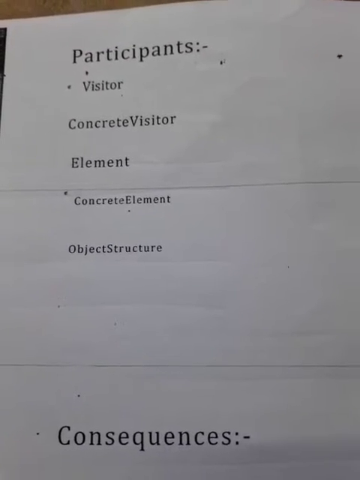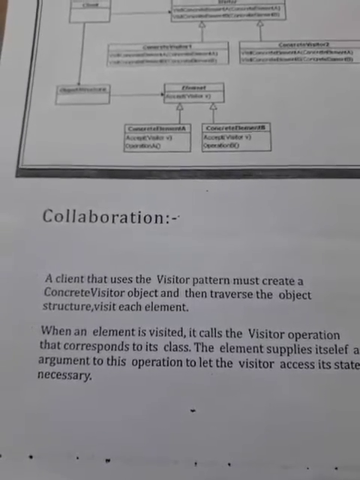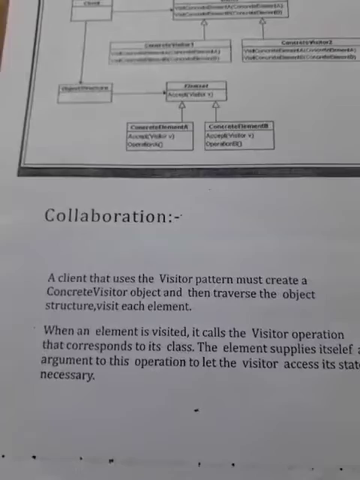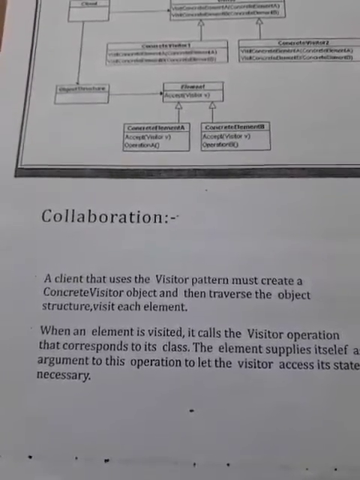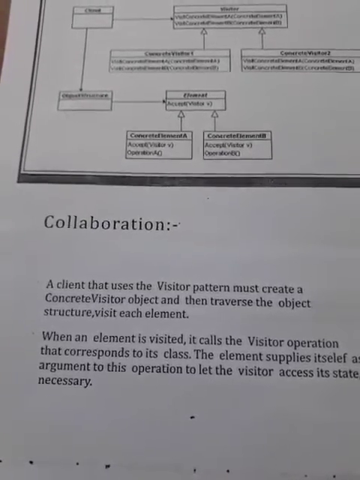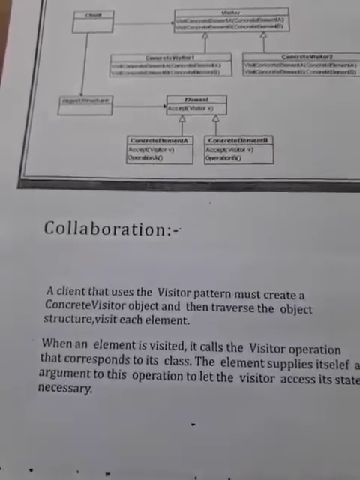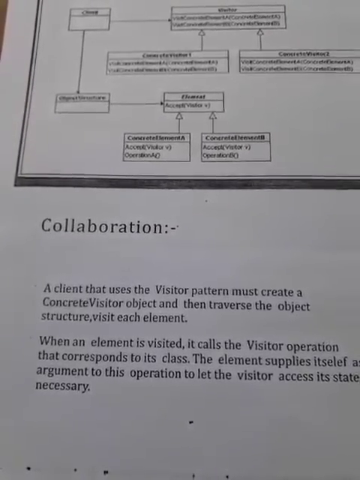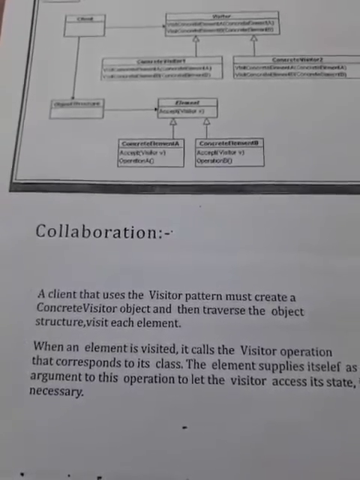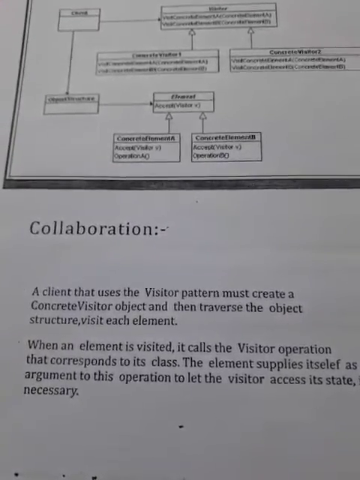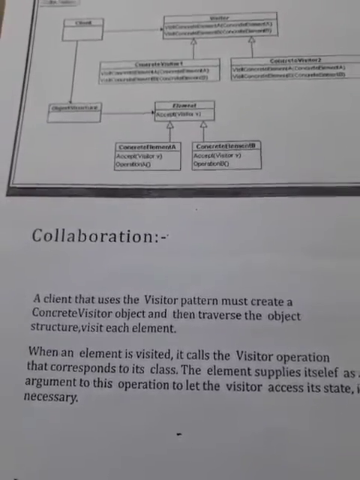And our next one is collaboration. Coming to the next template in our visitor pattern, collaboration. In this, a client that uses the visitor pattern must create a concrete visitor object and then traverse the object structure, visiting each element with the visitor. When an element is visited, it calls the visitor operation that corresponds to its class. The element supplies itself as an argument to this operation to let the visitor access its state if necessary.